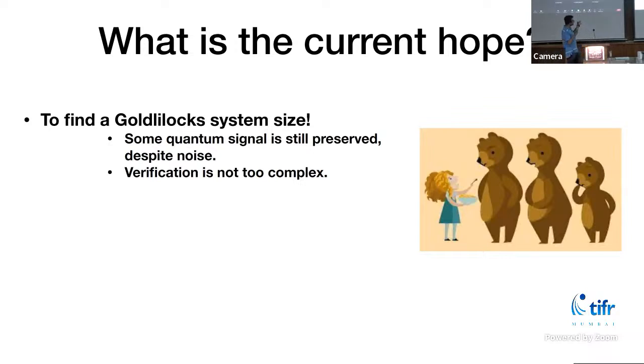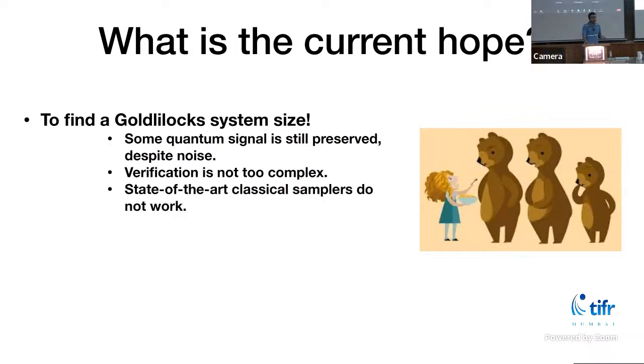The things are still pretty hairy, but there are some ways. For finite systems, things are still not too complex. Some statistical tests, precisely. And the third hope is that the state-of-the-art classical samplers, there's a lot actually, those don't work. That's what we hope. That's how we cross our fingers.